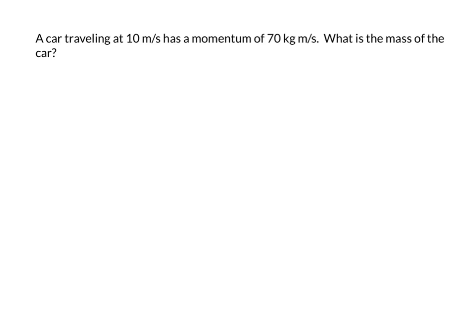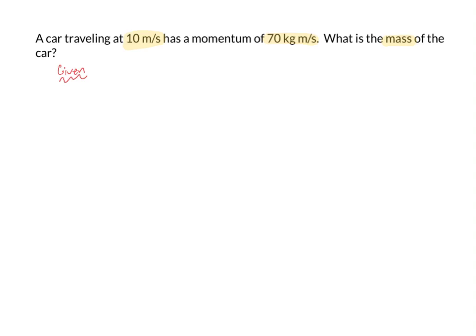So we have a car that's traveling at 10 meters per second that has a momentum of 70 kilograms meters per second. And we want to figure out the mass of the car. And so what I'm going to do is go through the GUESS method, list out my givens, unknown, equation, substitution, and solution steps so that we can go ahead and solve this problem. So let's start with our first step, listing out our givens.